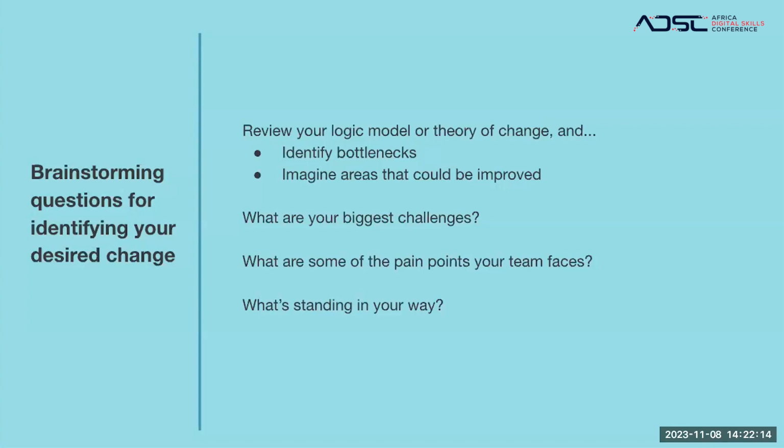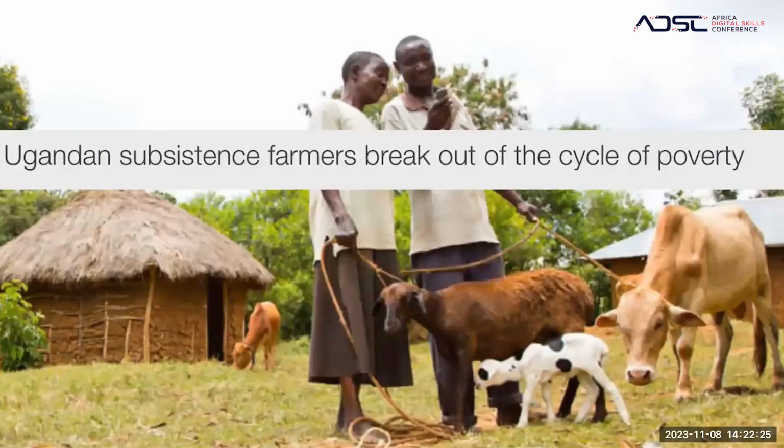So find bottlenecks, find areas for improvement, challenges, pain points, and then document everything that might be standing in your way as a change you want to make in your problem statement. So let's go back to our examples. Say you're trying to address poverty in Uganda through financial inclusion.